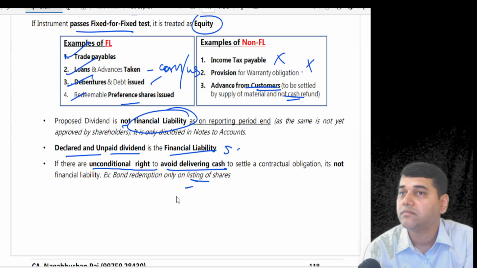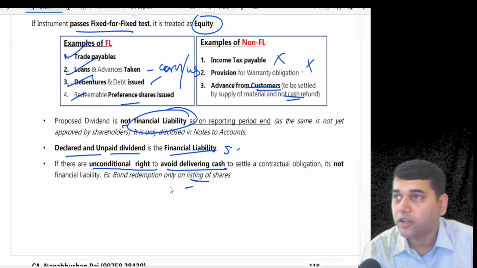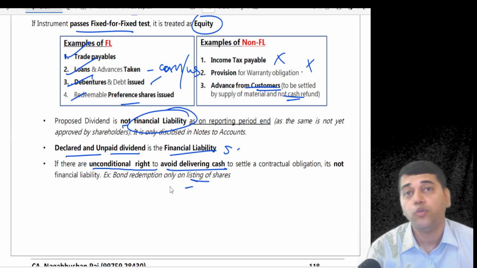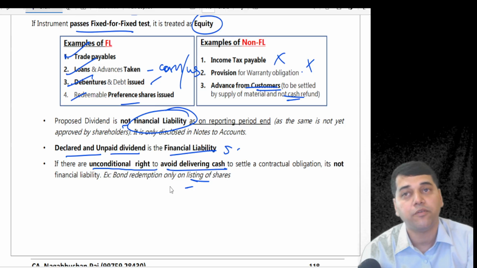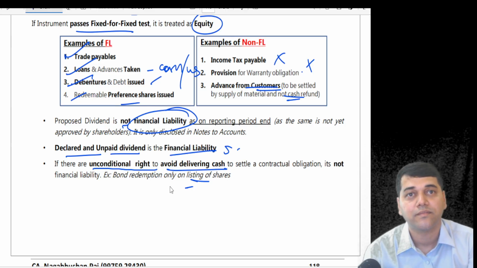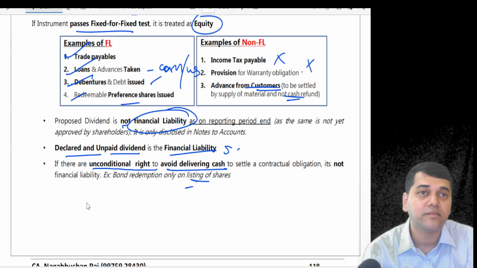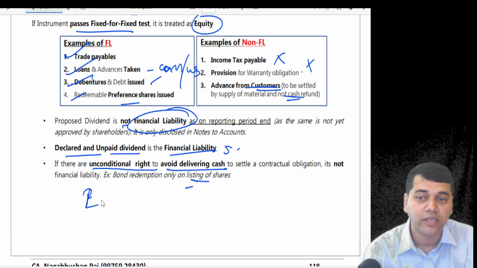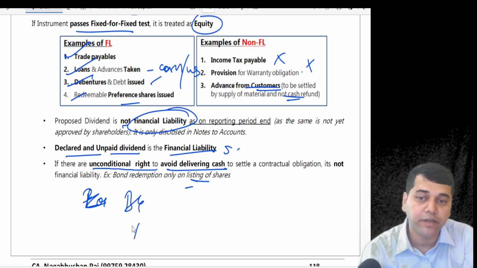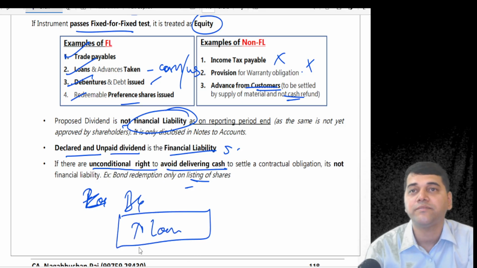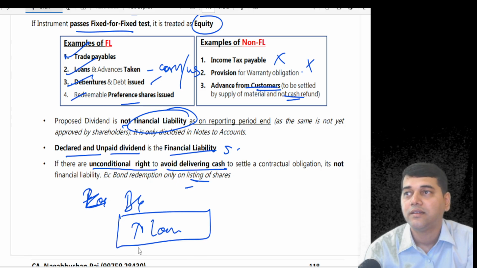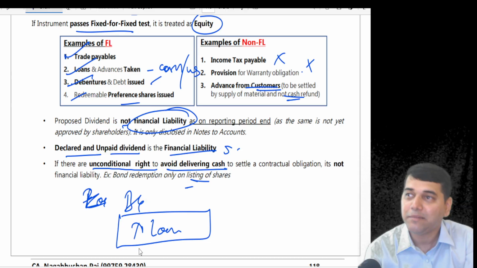Now take this example: I will pay only if I have got listed. I have taken a loan today. When will I repay? Only if I list my shares, then that day I will repay. Now tell me, what type of contract is it? What is the accounting entry I'll pass? I have taken a loan today. You say bank account debit to loan. Now where do I show this loan in the balance sheet? Liability side or equity side?